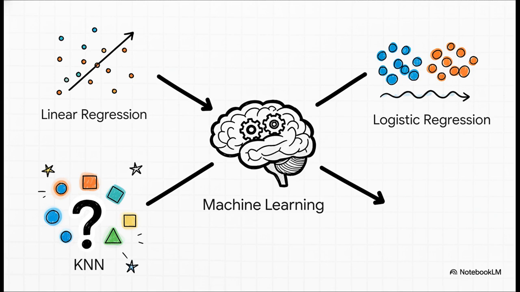So let's just sum it all up. At its heart, machine learning is just about using these clever algorithms to find patterns in data. We saw how linear regression predicts a number, we saw how logistic regression makes a yes or no choice, and we saw how KNN just guesses based on what's nearby. And the most important thing to remember? These incredible tools are out there, and they're accessible to everyone.